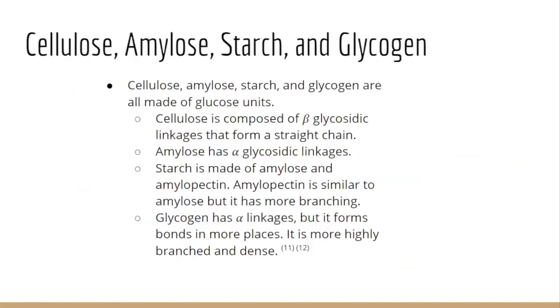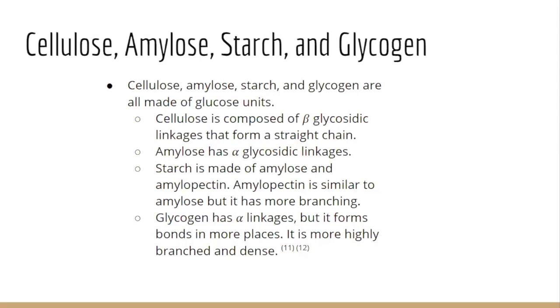Cellulose, amylose, starch, and glycogen are all polysaccharides that are made of glucose units, but the units are bonded together in different ways. Cellulose is composed of beta linkages between the anomeric carbon of one glucose and carbon 4 of the next glucose, making it a beta 1,4 bond. Each glucose molecule is rotated 180 degrees, which gives rise to the linear nature of cellulose.